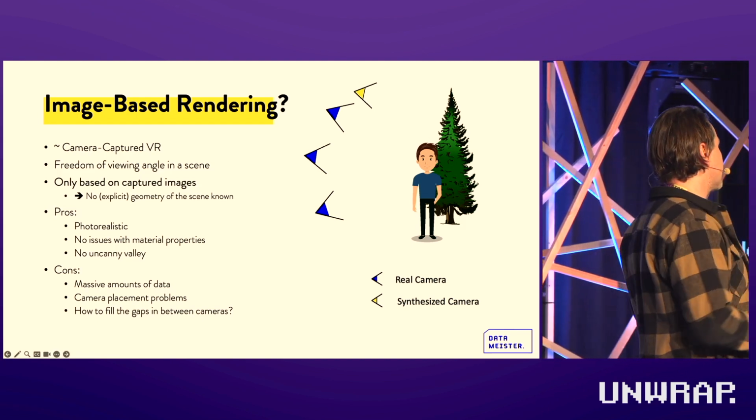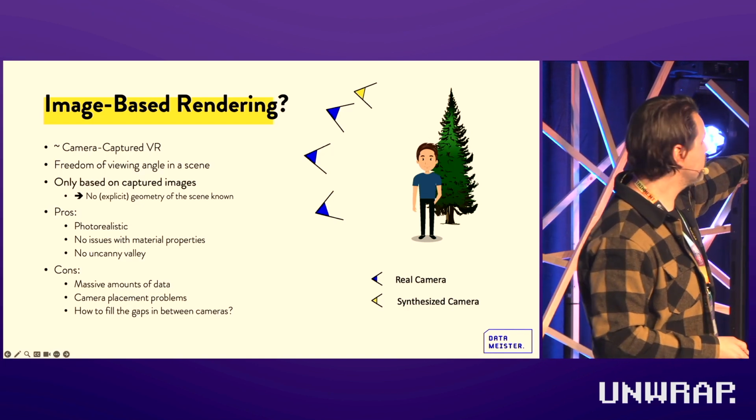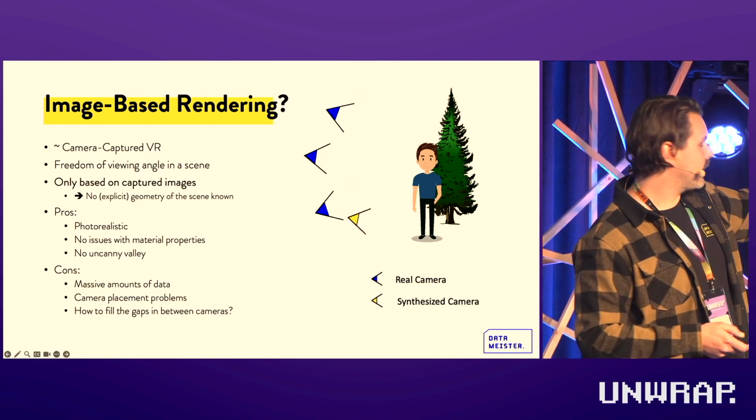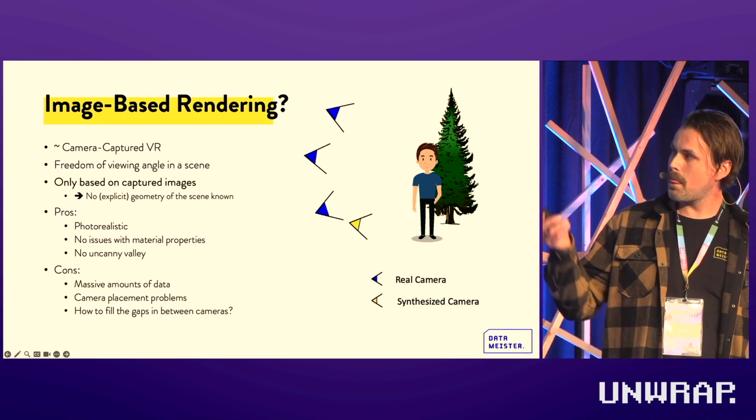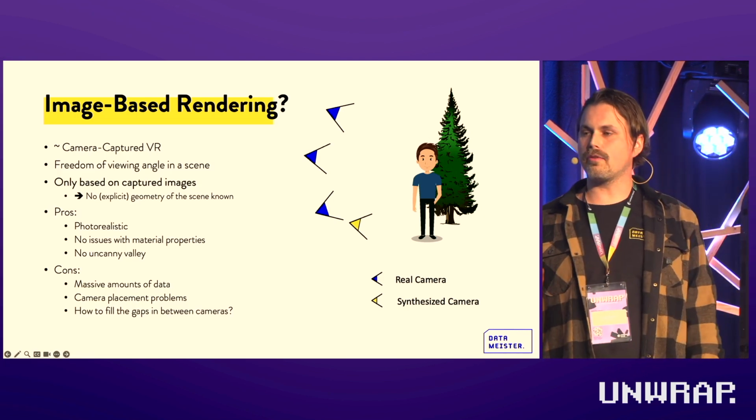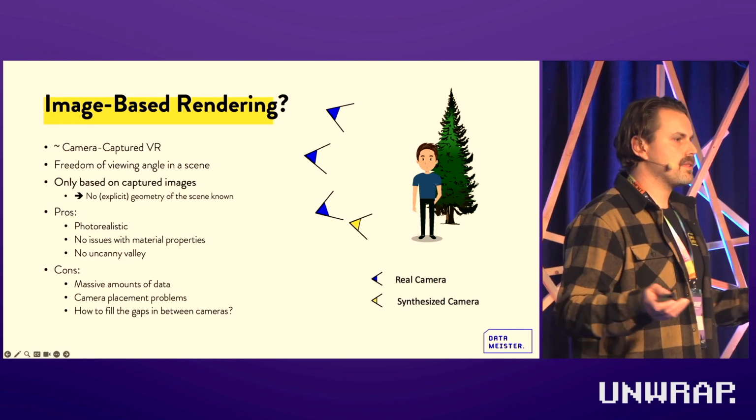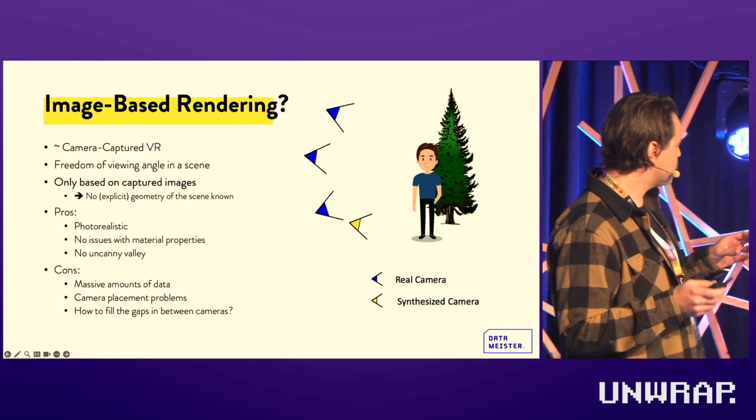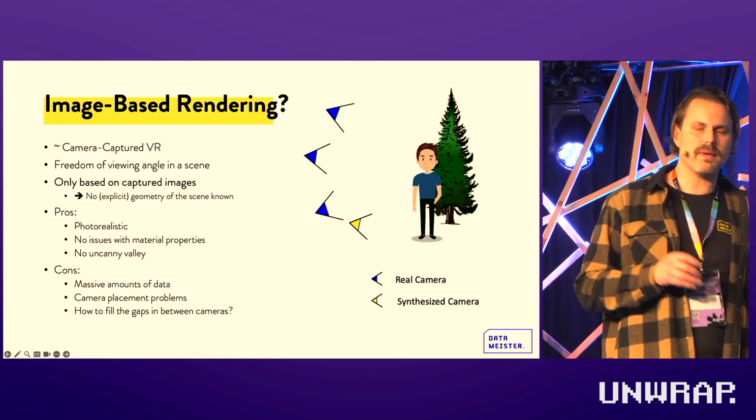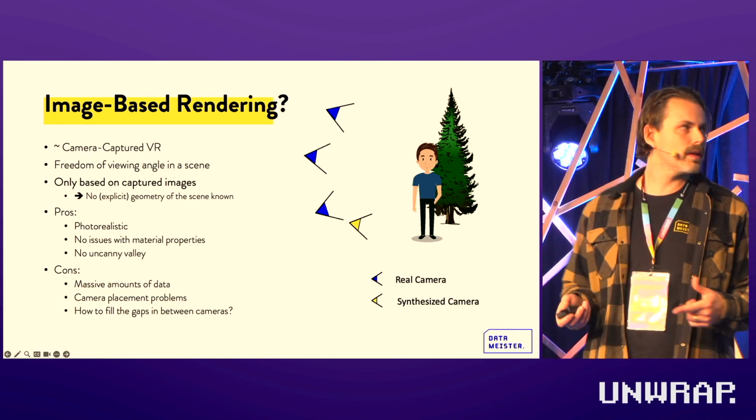So in image-based rendering, the idea is that you have some reference cameras, like the blue ones, and then you have the yellow one that can smoothly transition and show the scene from different angles. It has a lot of names. One is camera-captured virtual reality. The idea is that you only base yourself on captured images. You do not go back to geometry.